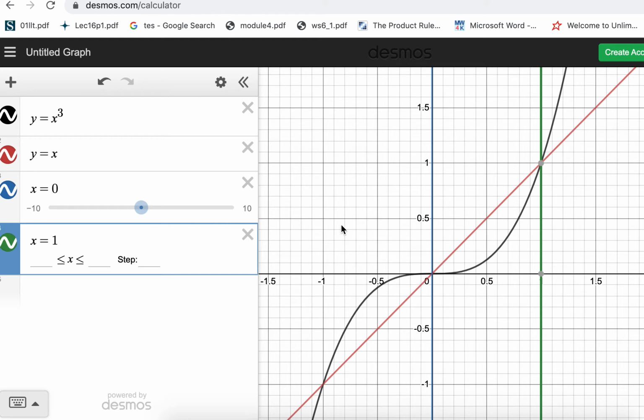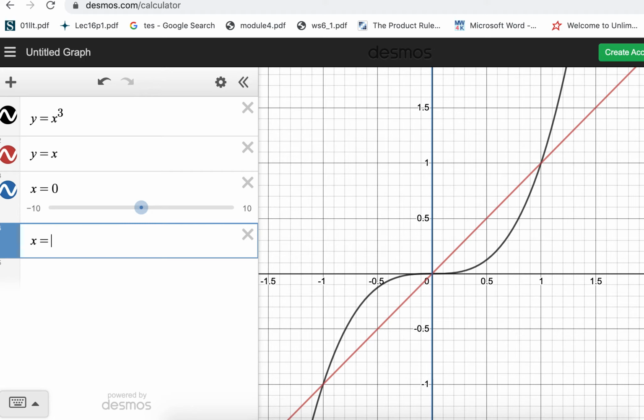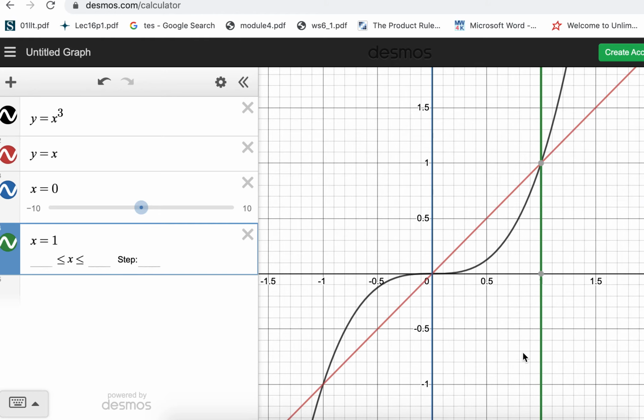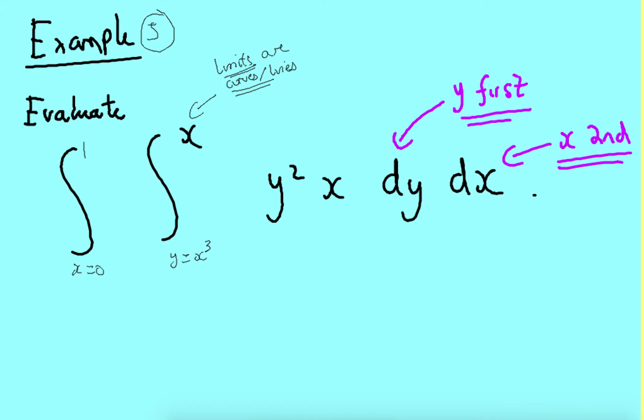So along the way, it starts at 0 and goes to 1, and up and down the way, it starts at x cubed and it goes to x. Now, if my region is still being given in my diagram as that, I would still use x equals 1, because that's at the end of my region where this is bound. Okay, so let's evaluate this.